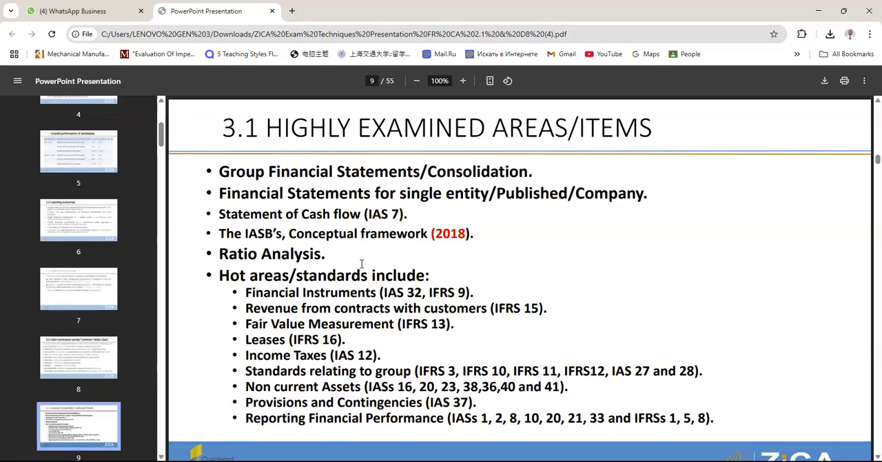In terms of IFRS 9, at financial reporting stage, you are likely to be tested in terms of recognition. We recognize upon being a party to a contract. Apart from that, you are going to be tested in terms of measurement and classification.